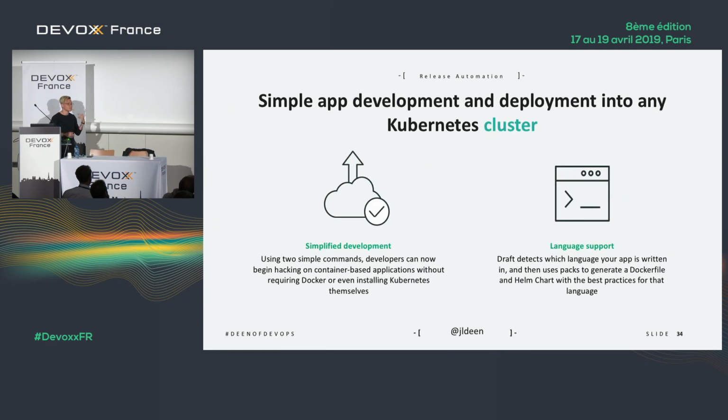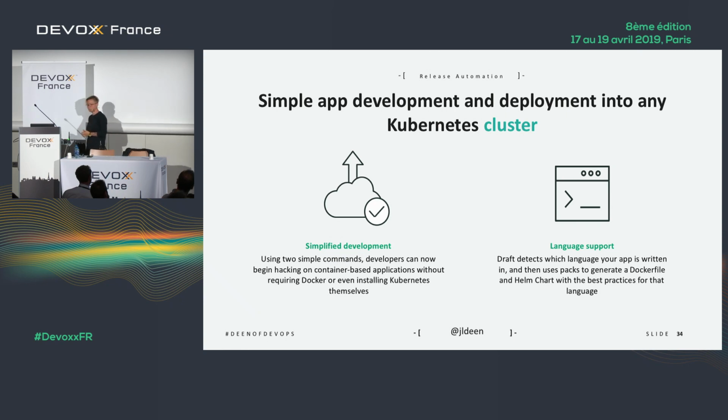Now, draft simplifies that even further by essentially allowing you to create a Helm chart and a Dockerfile and everything you need to deploy out into Kubernetes with just 2 commands. And it's not magic, though I think the team pretty much made it magical.